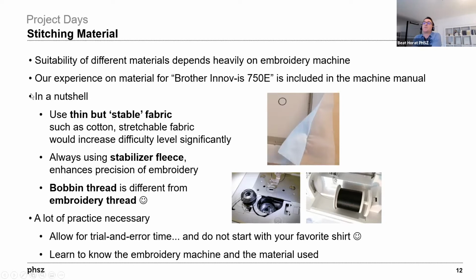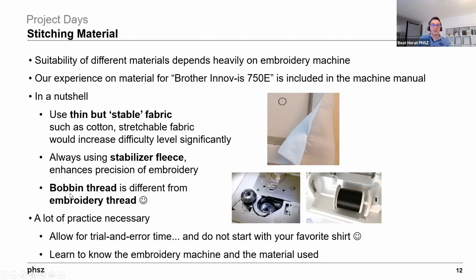For the stitching material, the suitability of different materials depends, of course, heavily on the device, on the embroidery machine you use. Some of you may already know that. In our case, we had some good examples using thin but stable fabric, meaning that it's not stretchable. When the material is stretchable, I think some of you can confirm that the difficulty level would significantly increase. You would maybe need other stabilizer fleece. This is always recommended, using some stabilizer fleece to enhance the precision of your embroidery.